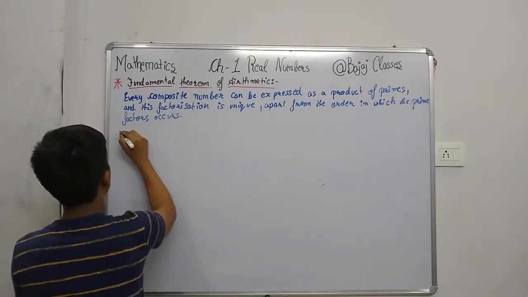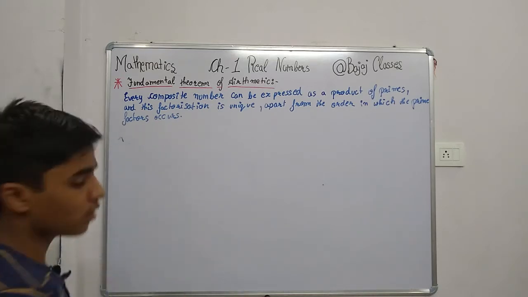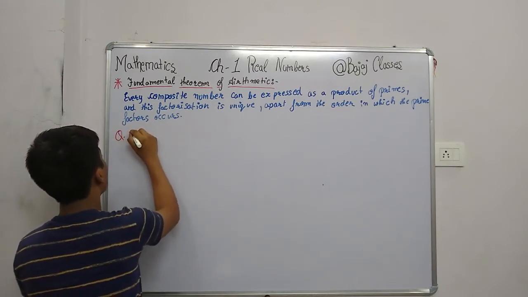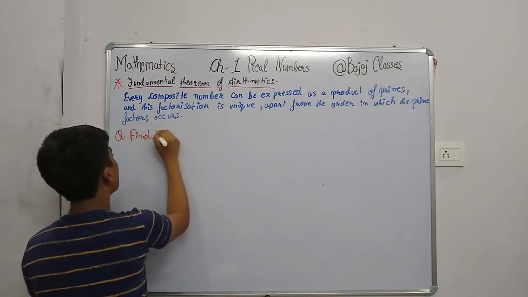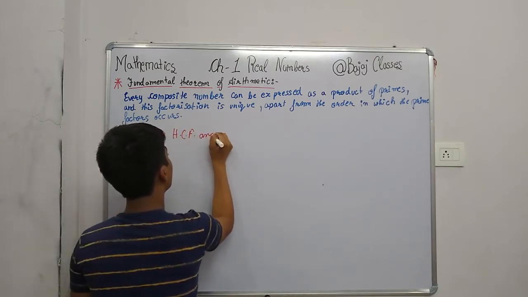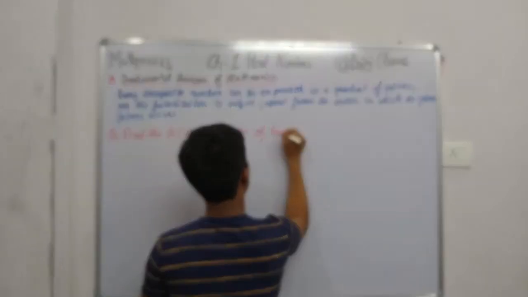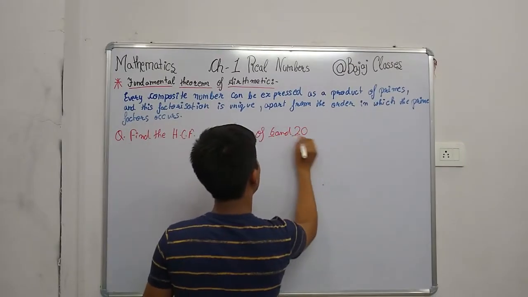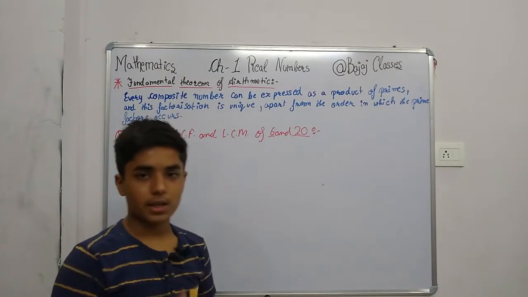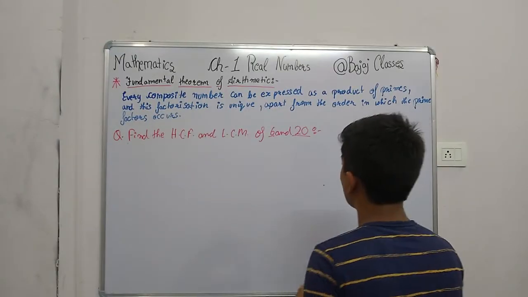Now we have a question: find the HCF and LCM of 6 and 20. So we have to find the LCM and HCF of these two numbers. First of all we will do it by the prime factorization method. You all know what the prime factorization method is. We will draw a table like this.